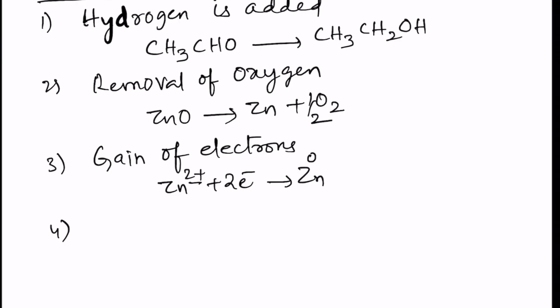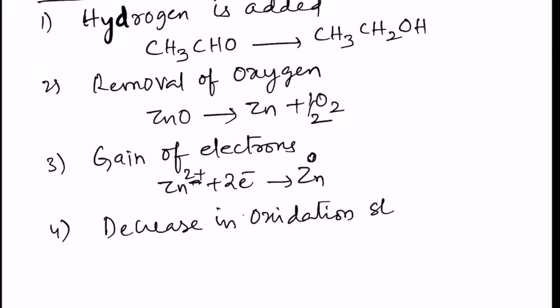Sir, how can you say +2 is changing to 0? Oxidation state of zinc here is +2. Oxidation state of an atom in its elemental form or in its molecular form is 0. So zinc on the product side is 0, and zinc on the reactant side is 2+. 2+ is changing to 0. There is a decrease in oxidation state. So decrease in oxidation state from the reactant side to product side we say is a reduction process.